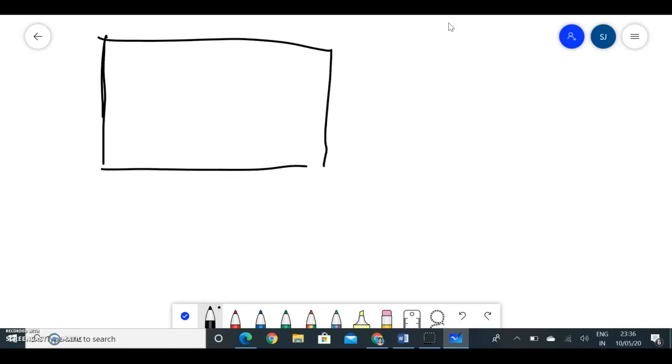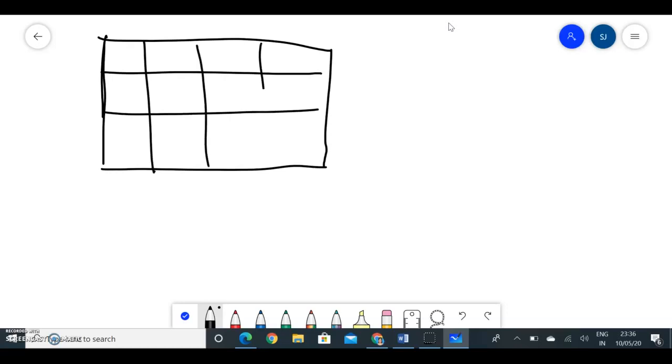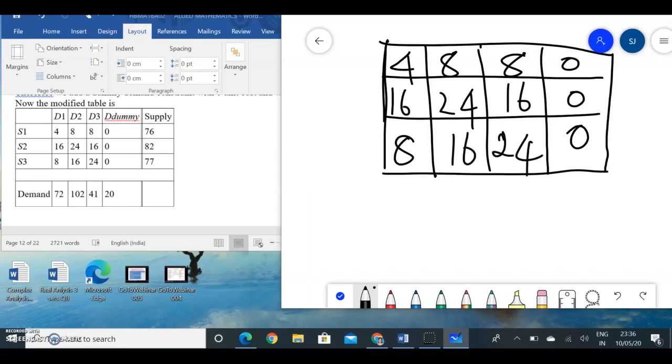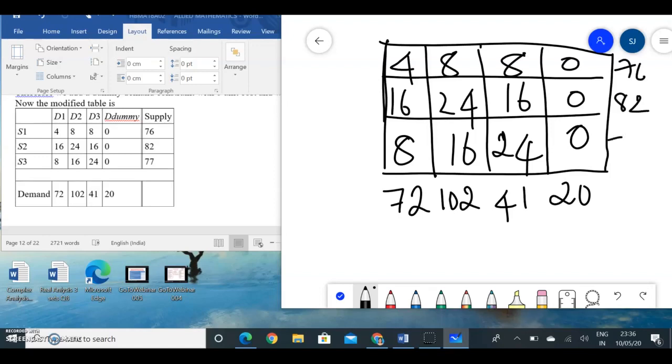I'm going to finish it in one board itself. So please note down how I'm doing the problem. I'm not going to go step by step, and I'm not going to write it 0, 0, 0. And I need this one: 4, 8, 8, 16, 24, 16, 8, 16, 24, 72, 102, 41, 20, 76, 82, 77.